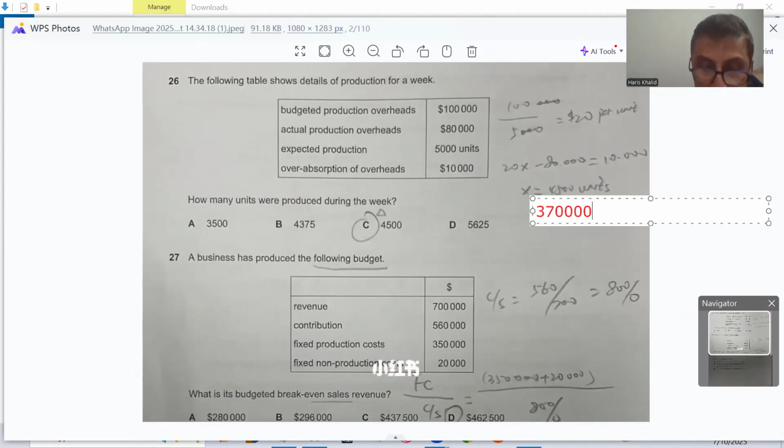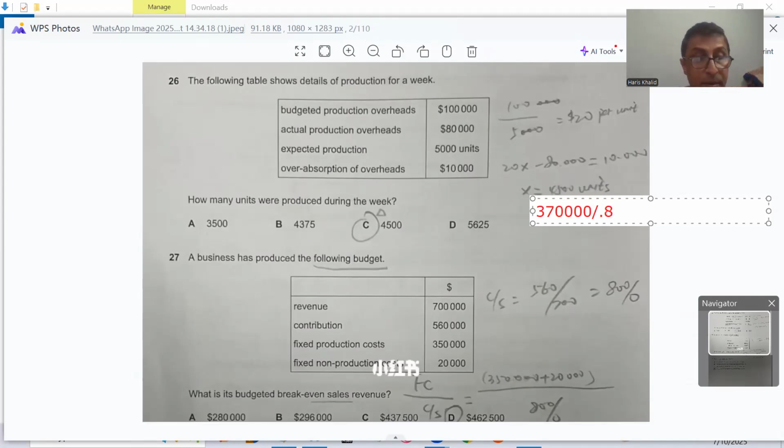Now for sales revenue, we need to find the contribution to sales ratio. Contribution to sales ratio is contribution divided by sales. So 5,60,000 divided by 7 lakh, that is 0.8. So 3,70,000 divided by 0.8, we will get the answer.